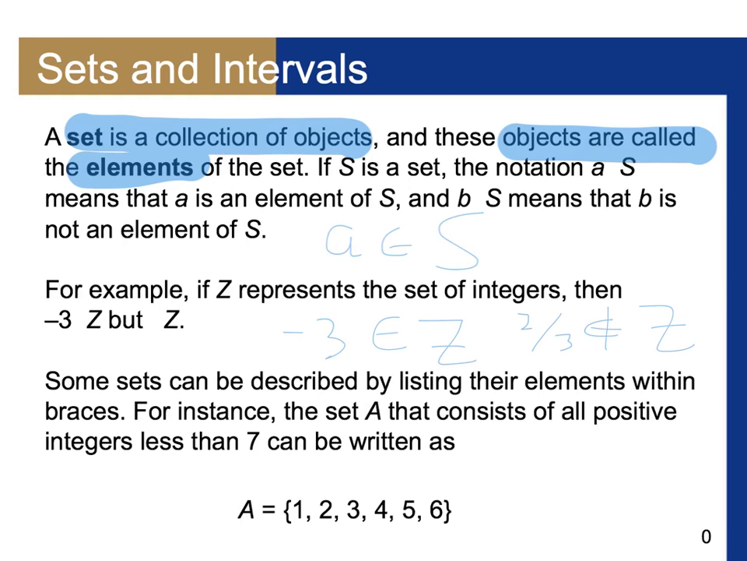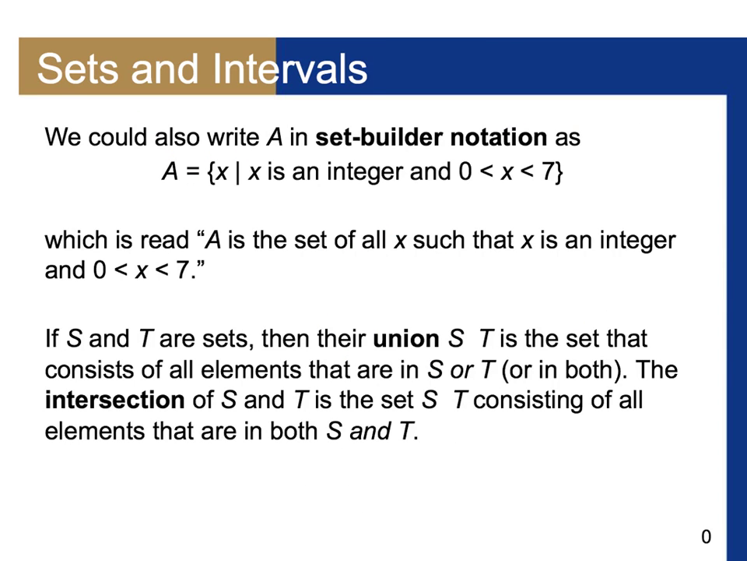So we can list elements in braces, and we call that roster form. Like set A here is all the positive integers from 1. You can see set A here is 1, 2, 3, 4, 5, 6 on the bottom there. Now set builder notation is another way to describe a set.